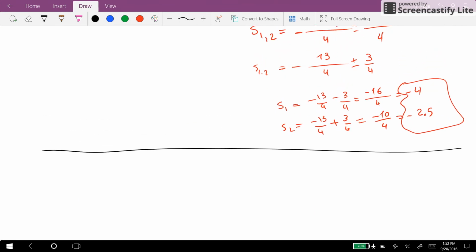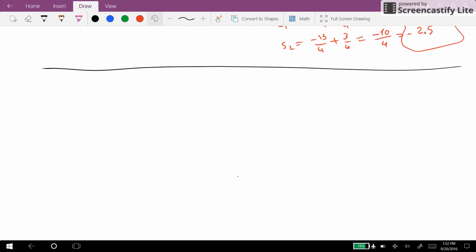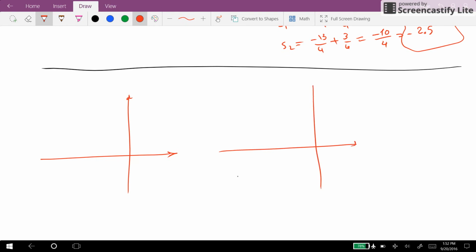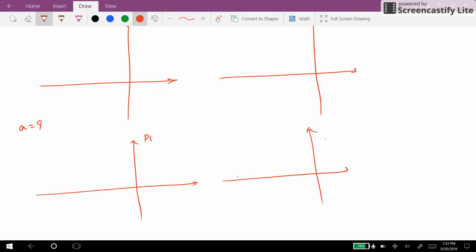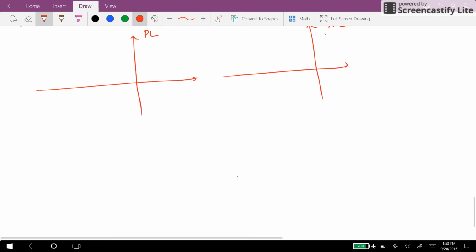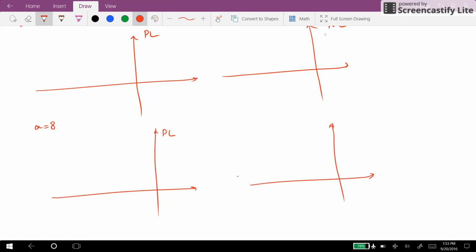And then I think we will be done here. But before going to that, let me just start to draw the root locuses for three cases: A equal to 10, positive locus, negative locus, A equal to 9, positive locus, negative locus, A equal to 8, positive locus, and negative locus.